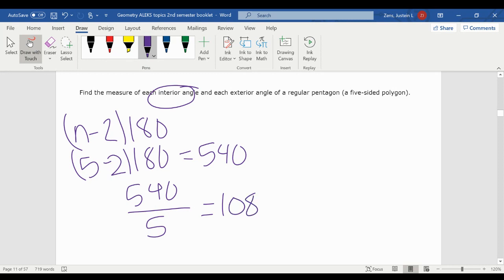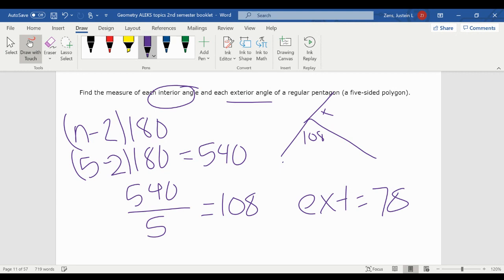And like we said last time, this interior angle, 108, and the exterior angle of that interior angle have to add to be 180. So we would take 180 minus the 108. And so our exterior would equal 72. Oops, not 78. 72. So our two answers: interior is 108, exterior is 72.